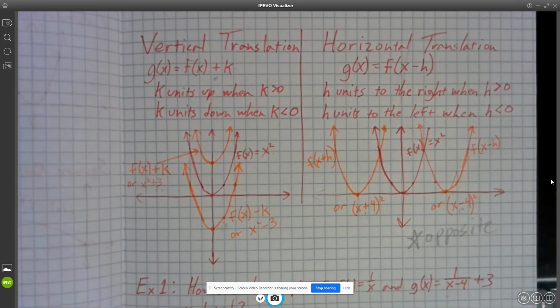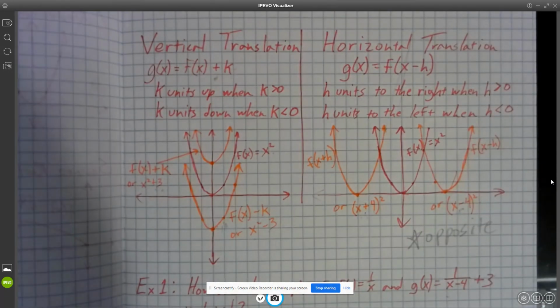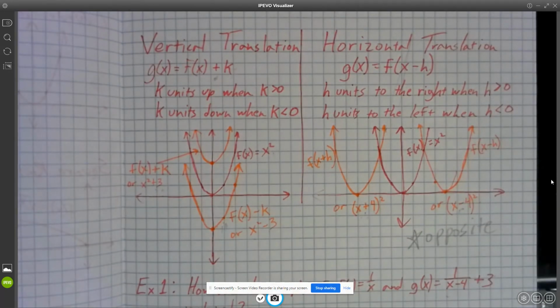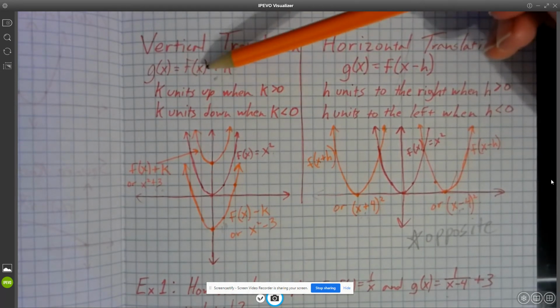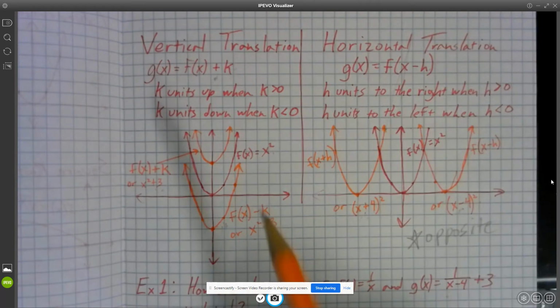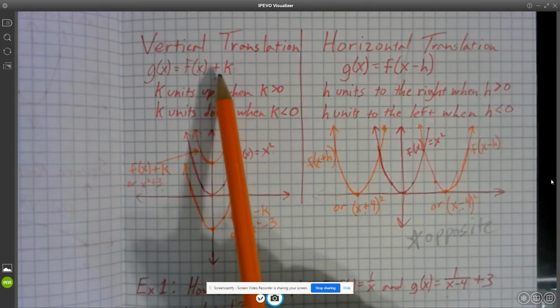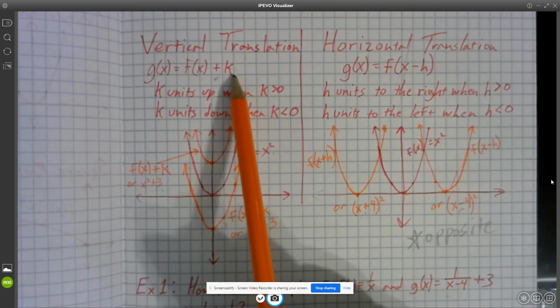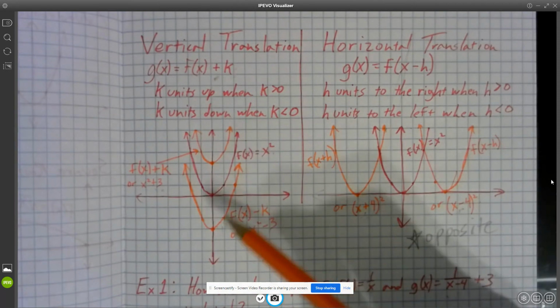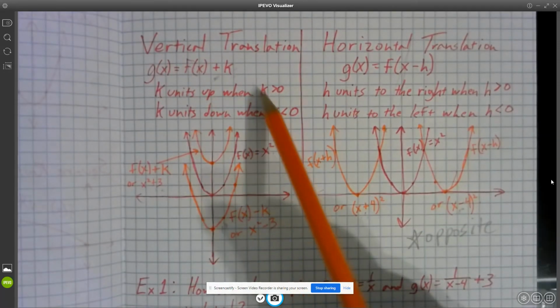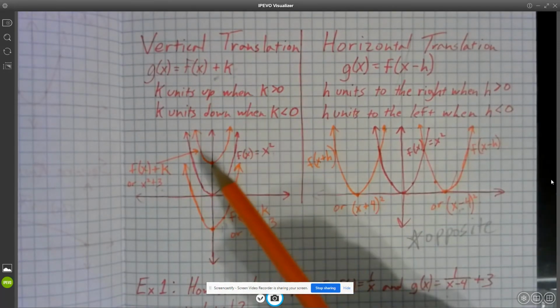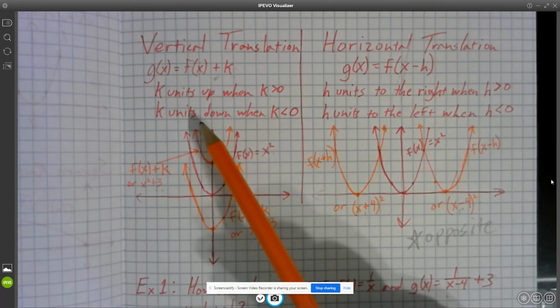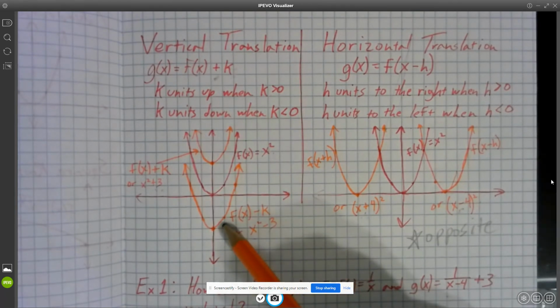All right, so vertical and horizontal translations. These are types of transformations. Let's look at vertical first. This is the easiest one. g of x equals f of x plus k. So if you have a function and you simply add or subtract something at the end, that means you're shifting it up or down. If you're adding something, so k is greater than 0, you shift it up. If you're subtracting something, you shift it down.